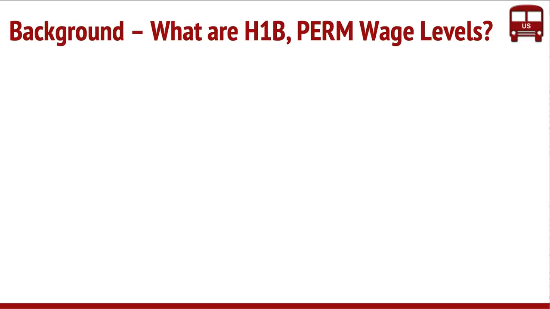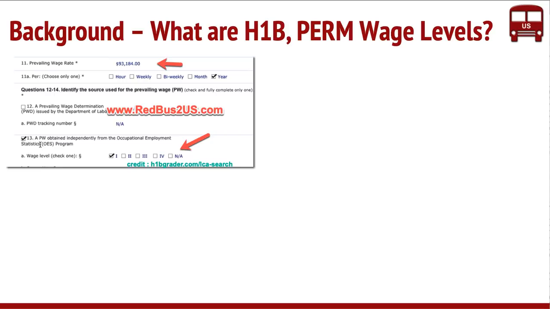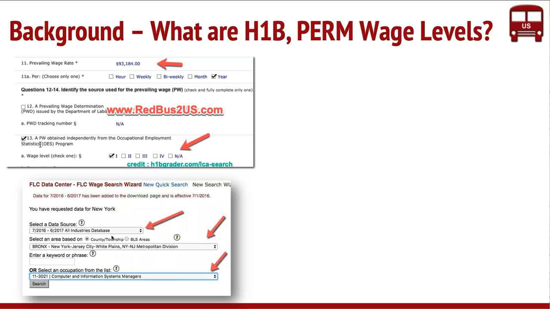Now, for most of you, if you do not know what this is, if you look at an H1B LCA, it usually has a section for wage, and in that there is a wage level that is mentioned. As you can see on the screen, question number 13, it usually will tell what that wage level is. Is it level 1, level 2, level 3, or level 4. And these wage levels are usually available for public viewing.